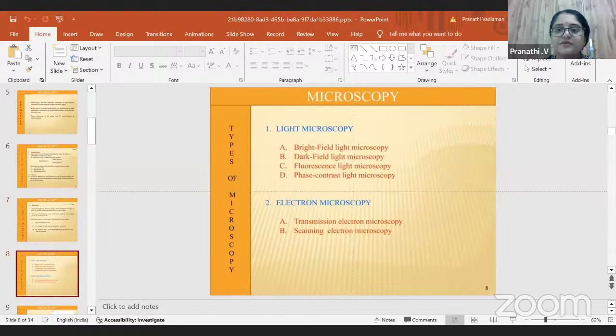Now we have different types of microscopy. I would like to share one more slide with you so that you'll be able to understand. So, introduction, we have seen what an instrument is.